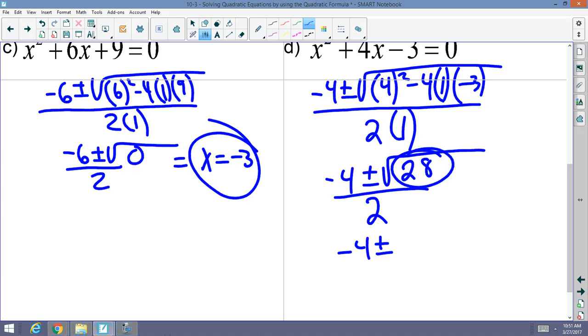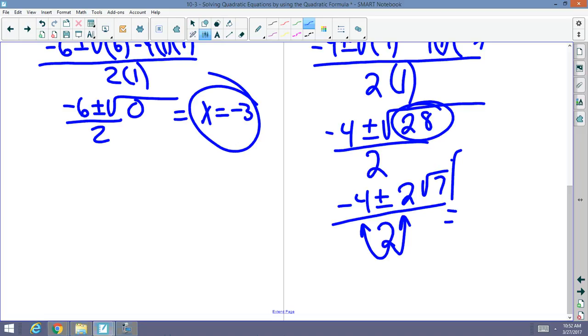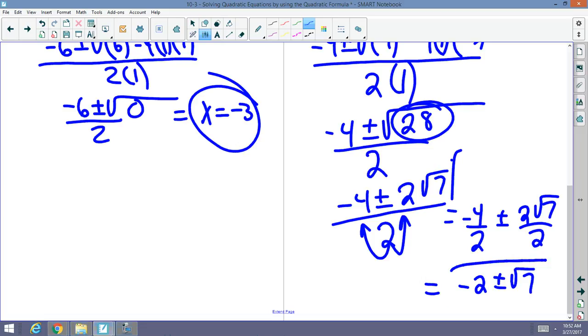What's the square root of 28 turn into, boys? 7 times 4, so that's 2 square root of 7. Good job, guys. Over 2. And then this 2 can be divided into this and into this. What's happening here is this is really negative 4 over 2 plus or minus 2 square root of 7 over 2. So I can reduce this to negative 2 plus or minus square root of 7.